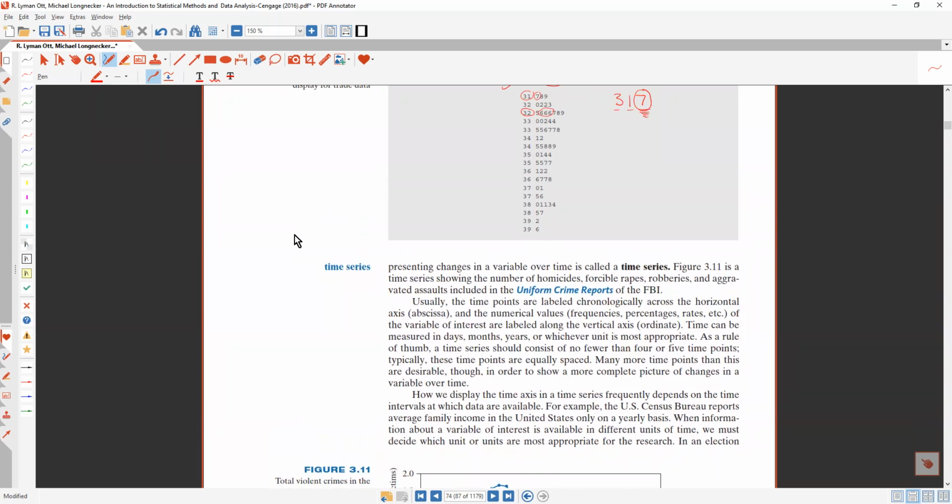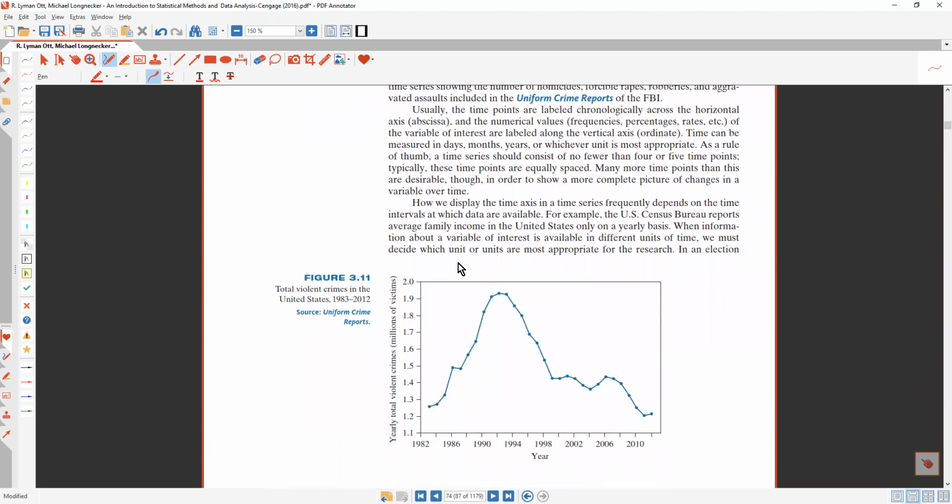A brief note on time series. You can read that over if you like. A time series is just putting time on this axis and some measure over here. So this is yearly total violent crimes across time. It looks like there were a lot of violent crimes in this period, but then they were brought down over here. Those are interesting graphs where you connect the dots and you have year on this axis. That's what makes it a time series, because you have time on one axis.